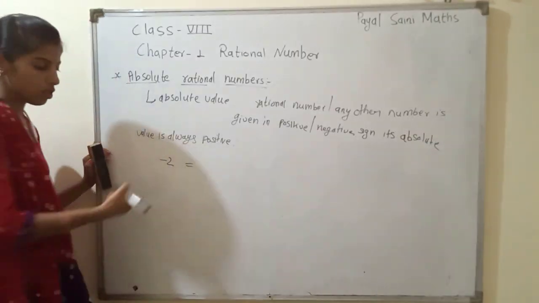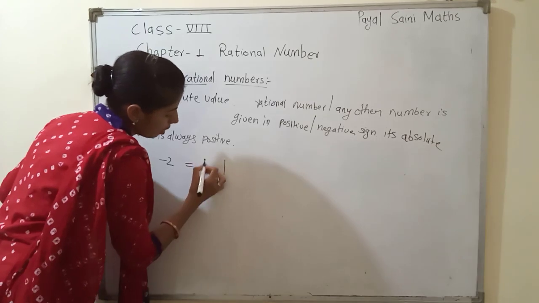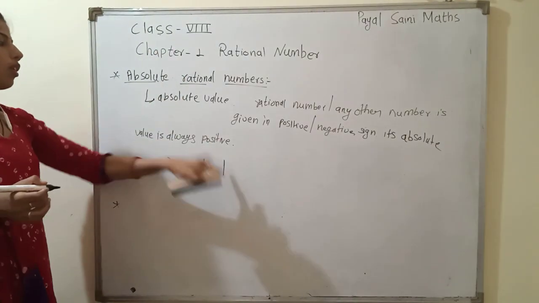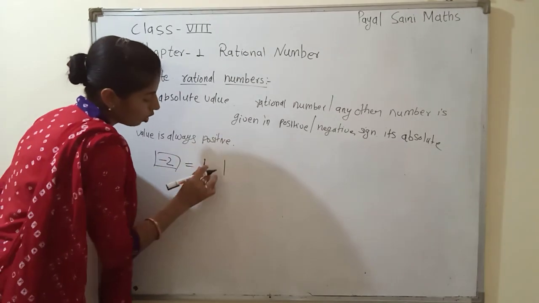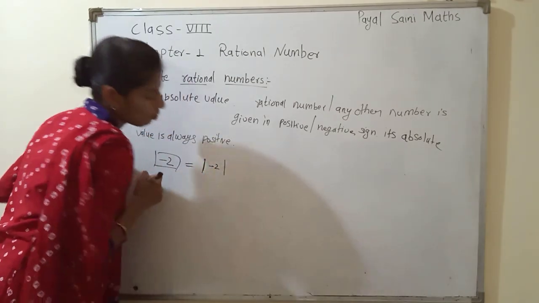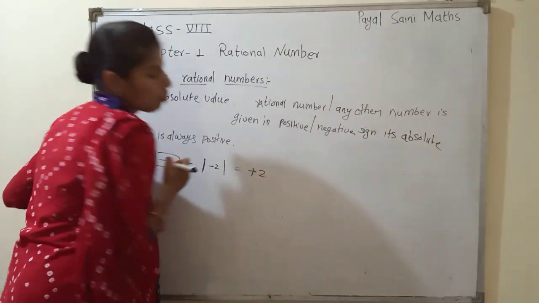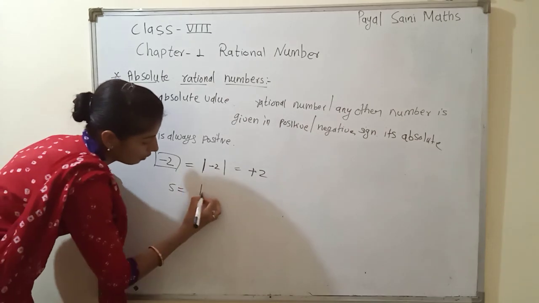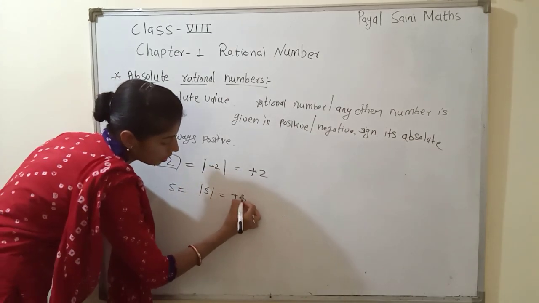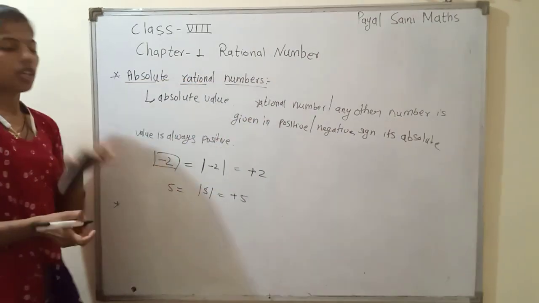How? I write here -2. The absolute value of -2: first we make the symbol of absolute value. This is the symbol of absolute value. Then we write the number between the two straight lines. After that our answer always comes positive. If you write 5 without a sign, it is also +5, like that it is a simple number.